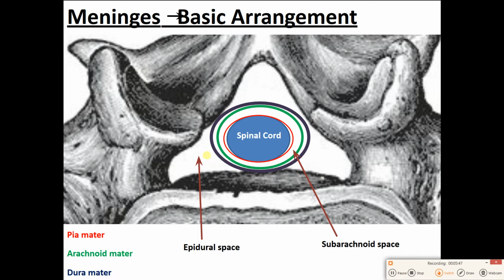Why would we have fat there? It's not for energy storage. It's not for thermal insulation. What's it for? If you said padding, shock absorption, protection, anything along those lines, good job. Way to go. So a lot of fat. We have blood vessels out here in the epidural space as well.